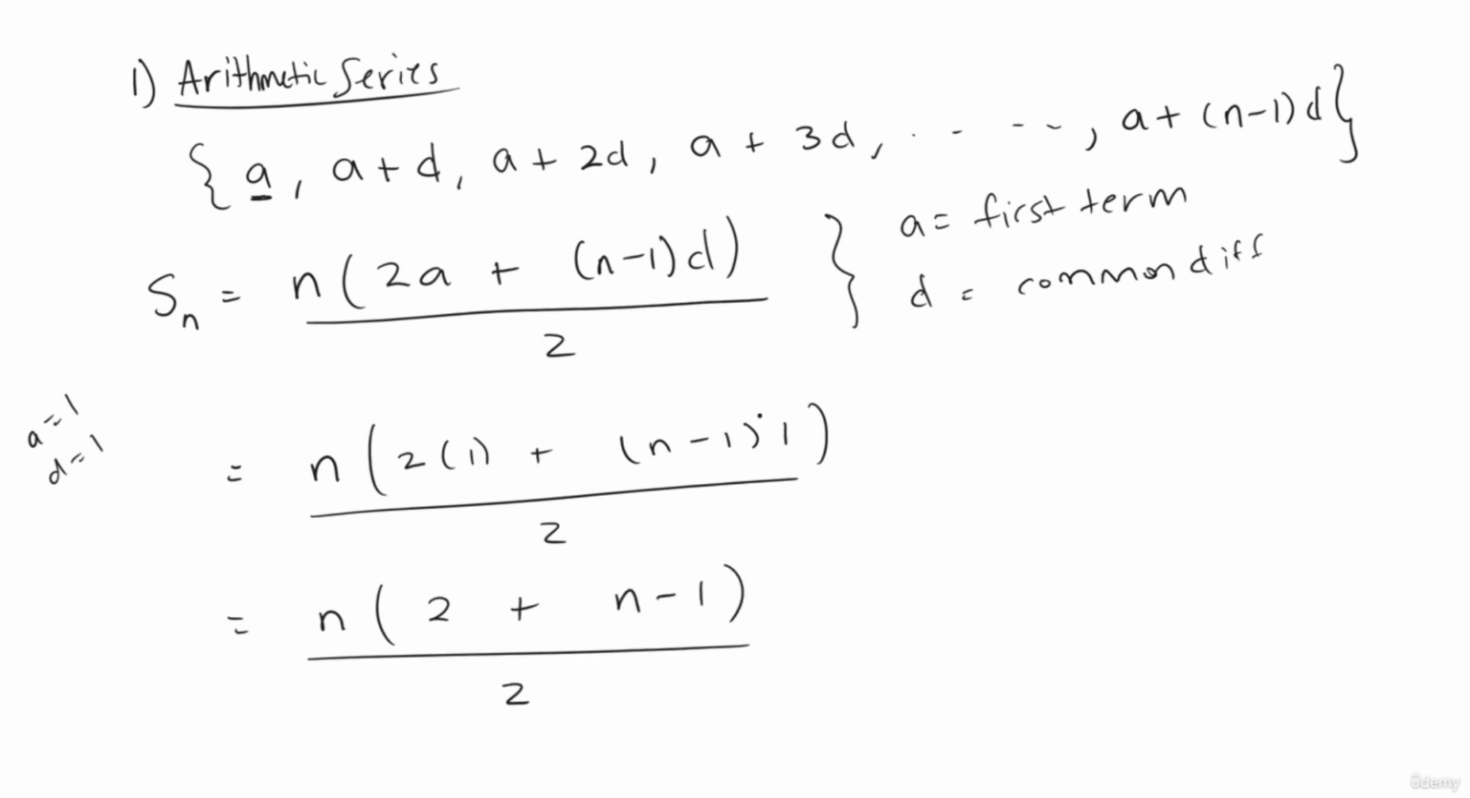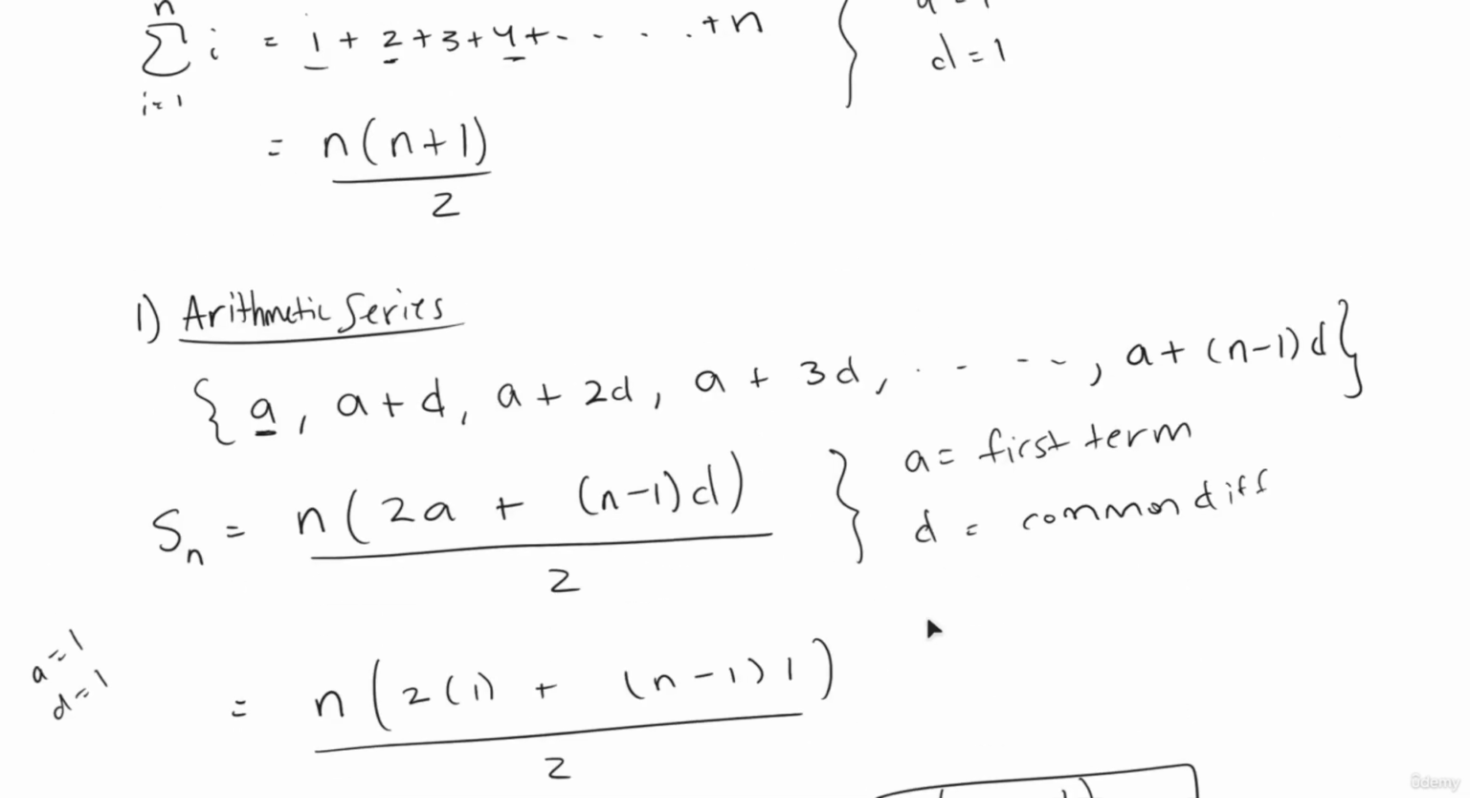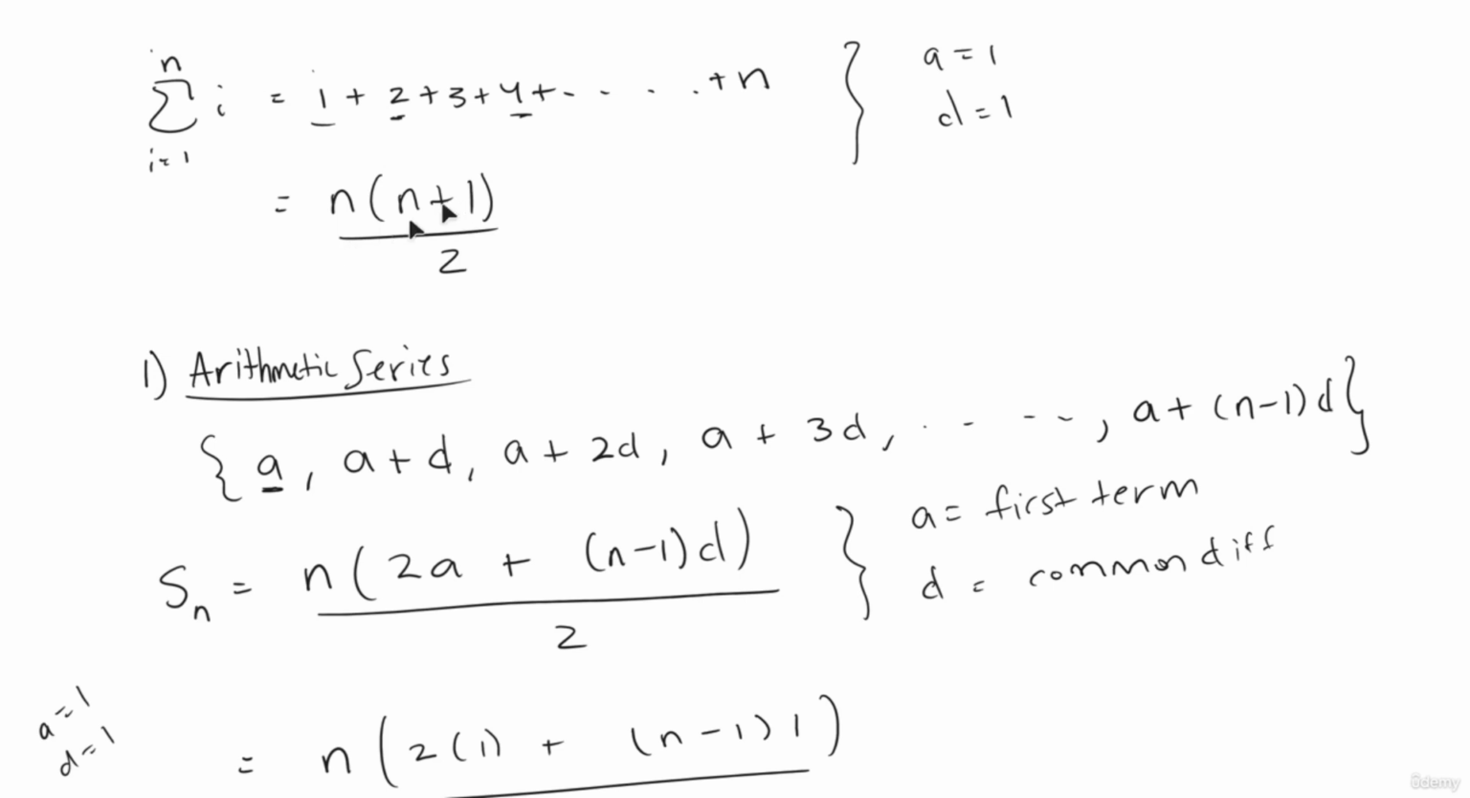all over 2. And if you notice, we have 2 right here and a negative 1 right here, so that's 2 minus 1. And I'm going to save some real estate. The inside parentheses is going to be n plus 1 divided by 2. And this is the exact same formula we got up here. And so that's how we were able to get this formula.